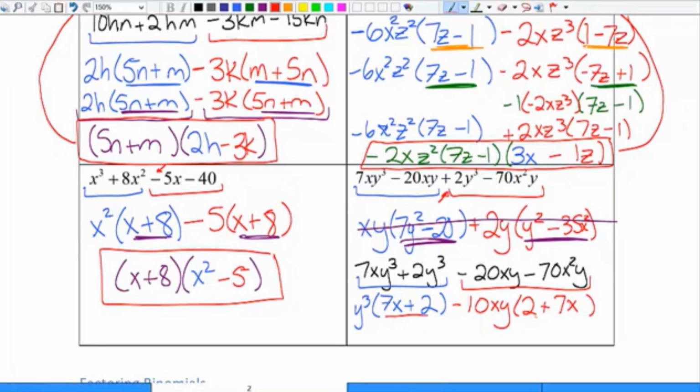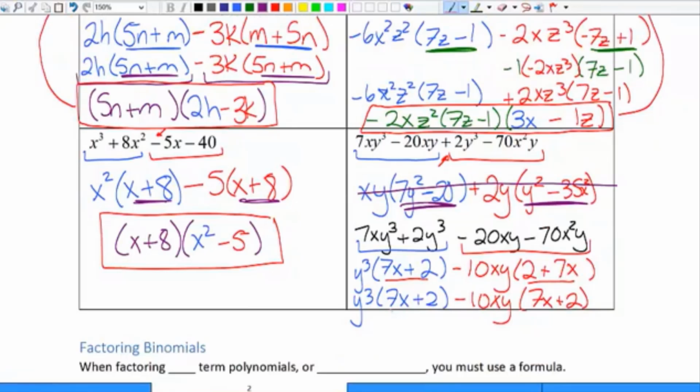Now these two parentheses look the same, but just to make sure, I'm going to rearrange them to have the x in front. So the blue terms stay the same, but in the red, I'm going to rearrange them 7x plus 2. The two parentheses now truly are the same, 7x plus 2 and 7x plus 2. So I'm going to factor out the 7x plus 2. And what do I have left? I have the blue y cubed, and in the red I have minus 10xy. And I'm done, right?